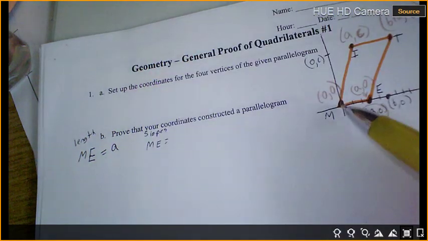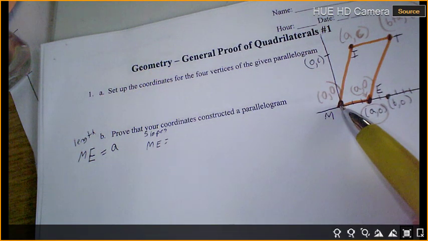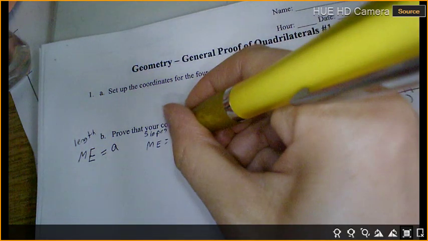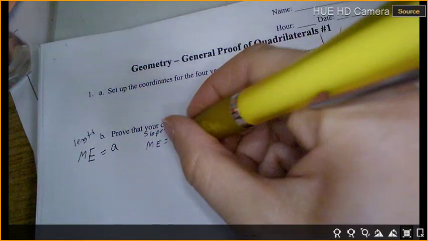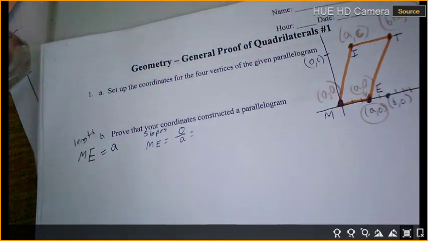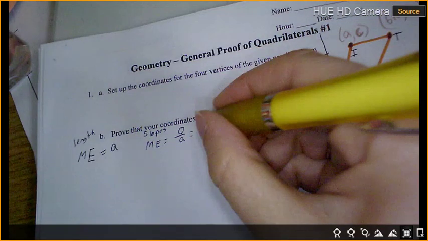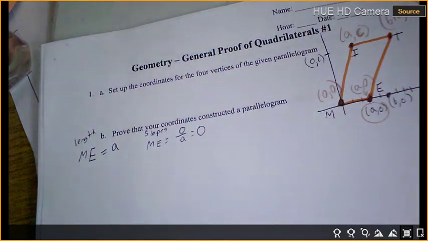So what's the slope from M to E? Did I go up at all? No. So I went up 0, and I went over A, right? So my slope is just 0.